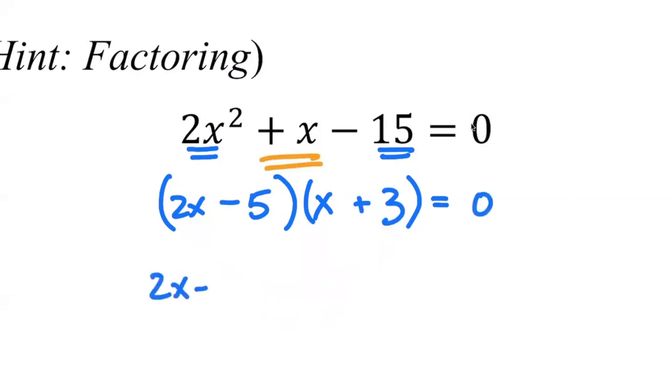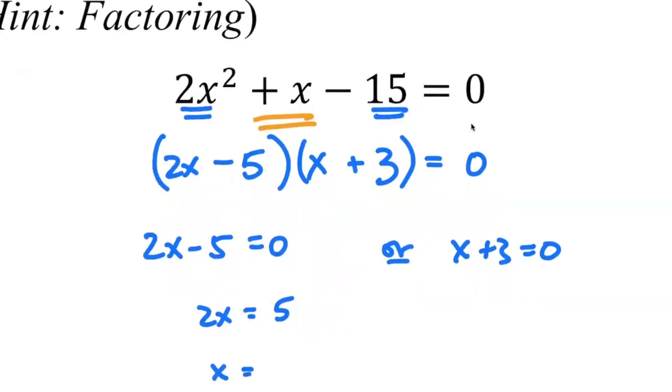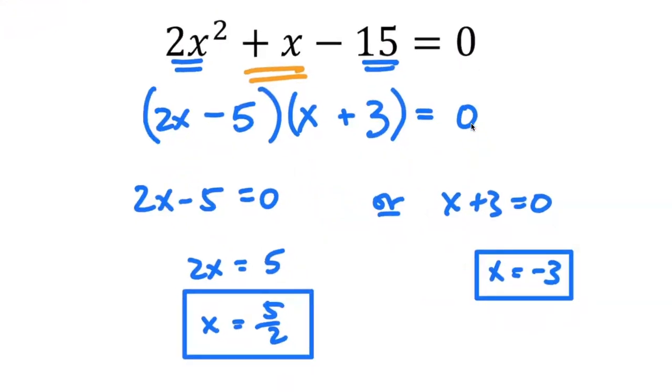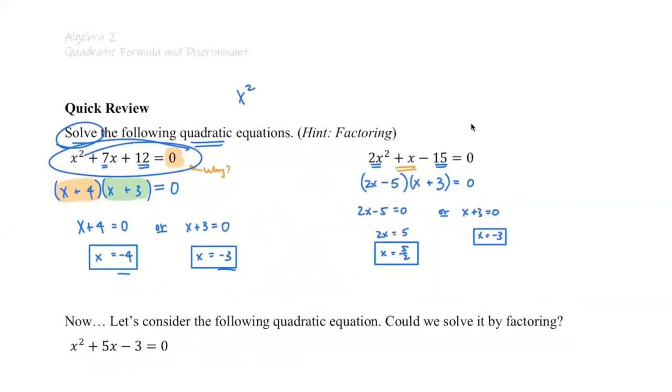And so we have 2x minus 5 equal to 0, or x plus 3 equal to 0. 2x is equal to 5, and x is equal to 5 halves, or x is equal to -3. Okay, so that's very easy. All right, just a little quick review that we can solve things by factoring.